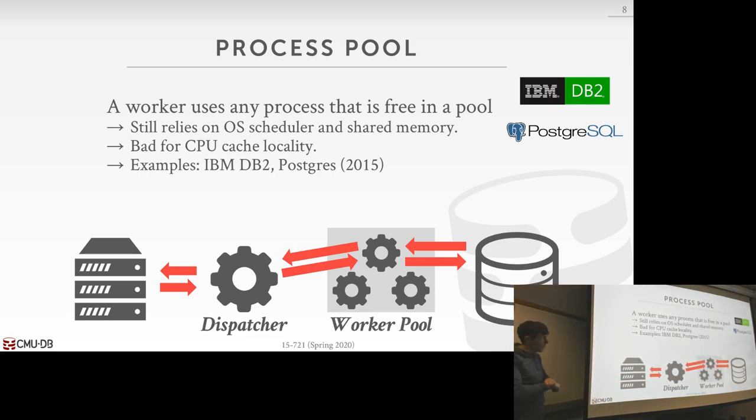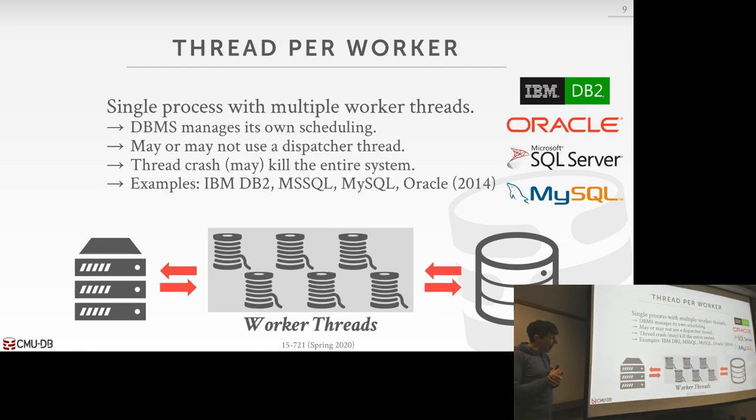And Postgres added this in 2015, right? They can have intra-query parallelism, and as I said, DB2 tries to support everything. What's the most common one is the thread per worker, right?